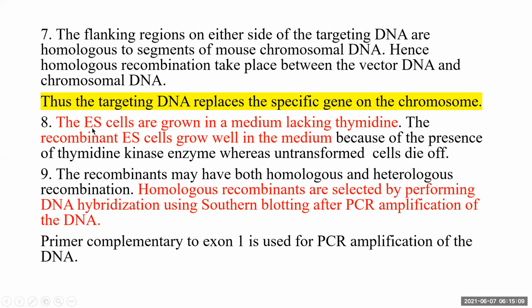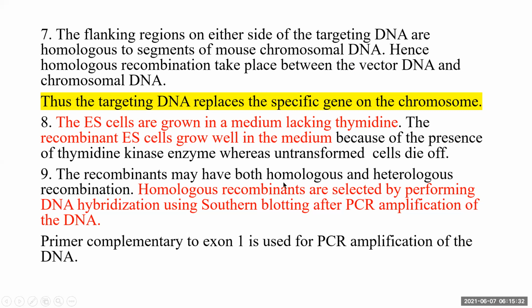Okay. So embryonic stem cells are grown in a medium that does not contain thymidine. Only the recombinant embryonic stem cells grow because they have the thymidine kinase gene, and hence they can produce thymidine kinase enzyme. Whereas untransformed cells die off. They do not grow in medium lacking thymidine.